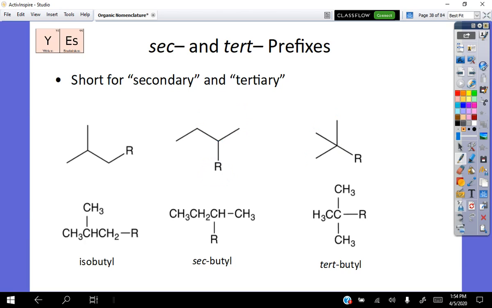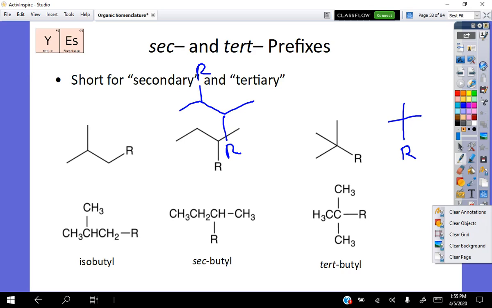Tertiary butyl is interesting because it kind of looks like a chicken foot or a T. Other ways you might see the tertiary butyl group would look like this. They might draw it as a T or T-butyl, or you'll see it as this little chicken foot looking shape. That'd be tert-butyl. Secondary butyl looks like a normal straight chain butane, but it's attached either here or here on the chain.